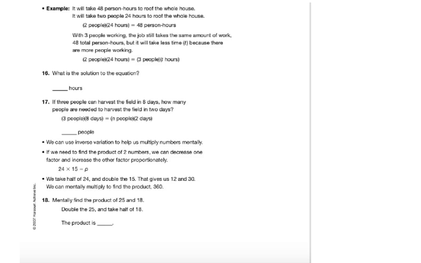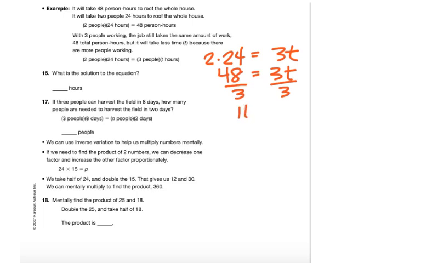So let's create an equation. 2 times 24 equals 3t. We know this is 48 equals 3t. Divide both sides by 3. 48 divided by 3 gives me 16. So t equals 16. It will take 16 hours if I have 3 people working.